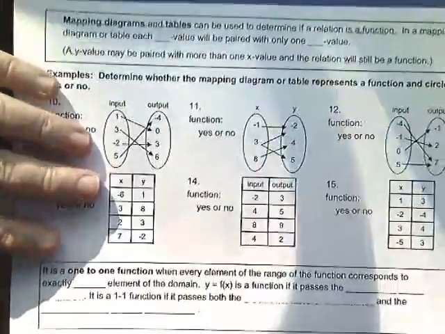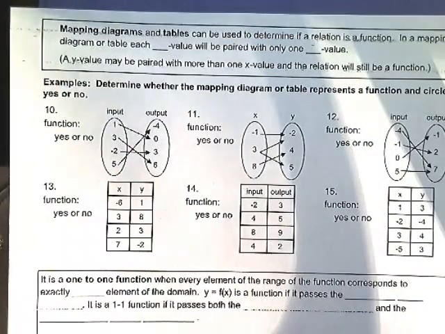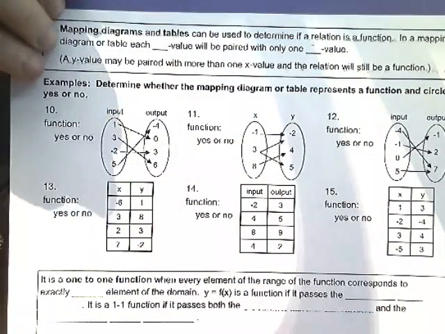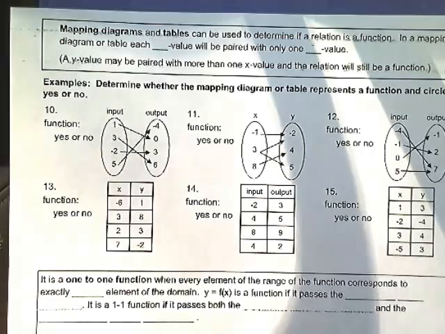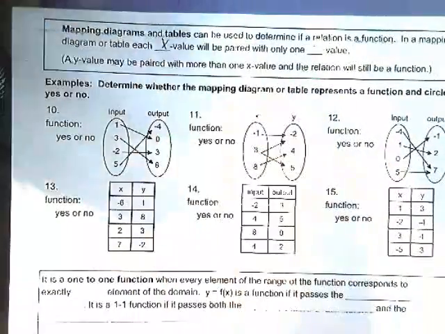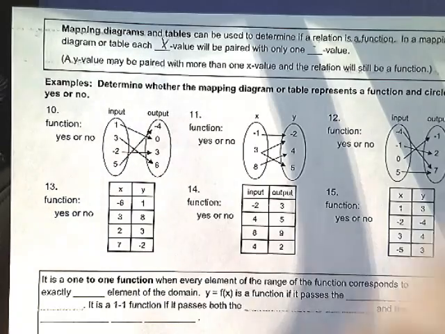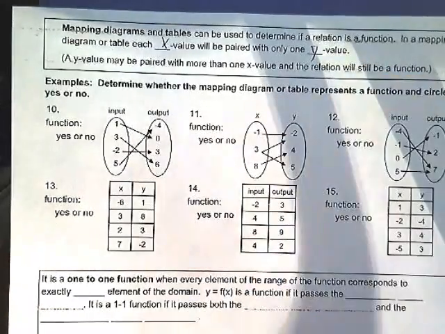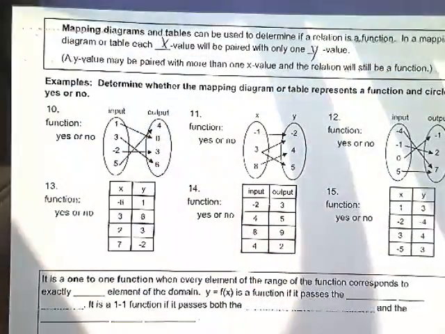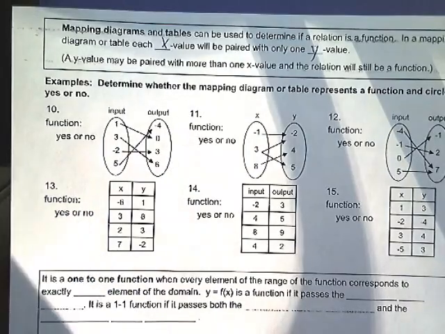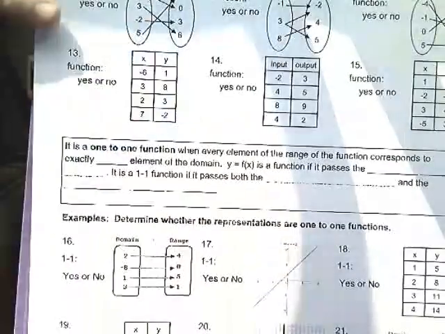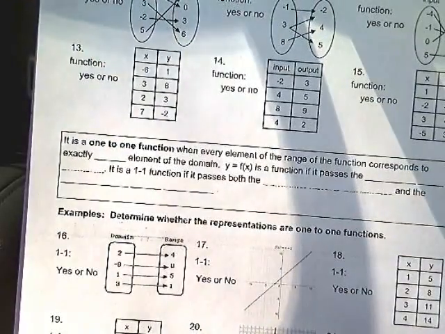Mapping diagrams and tables can be used to determine if a relation is a function. In a mapping diagram or a table, each x value will be paired with only one y value. A y value may be paired with more than one x, but it can't be the other way around. So determine whether the mapping diagram or the table represents a function and circle yes or no.